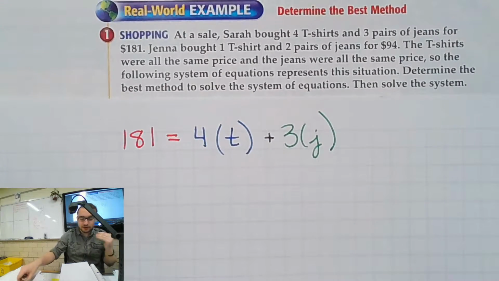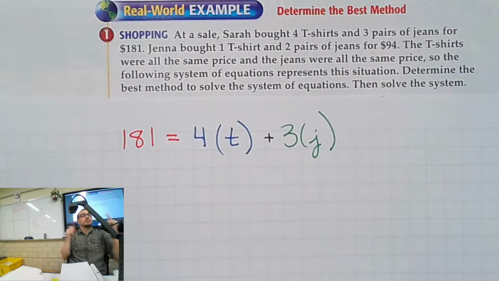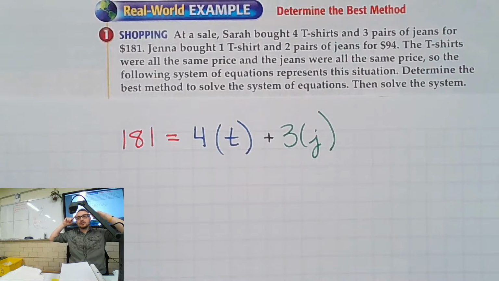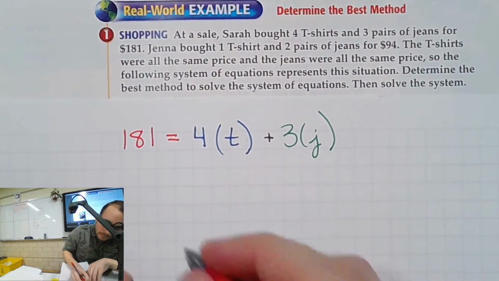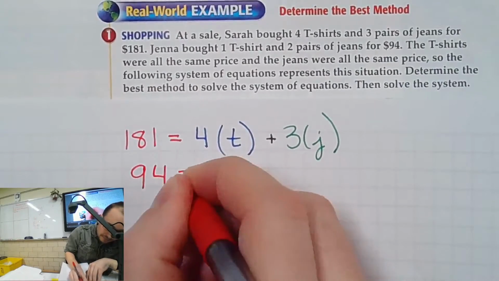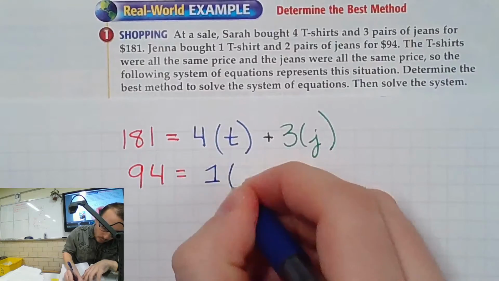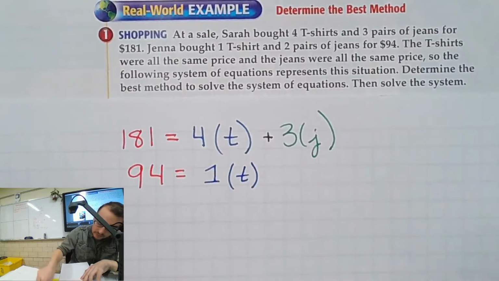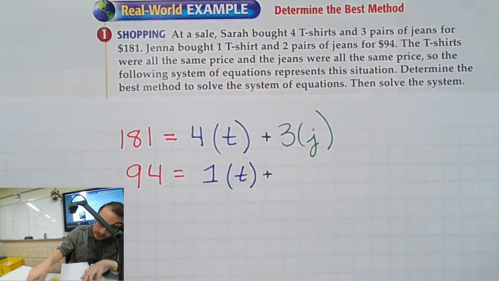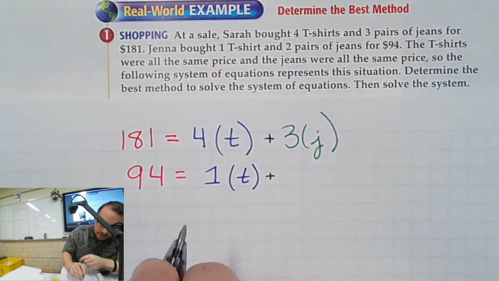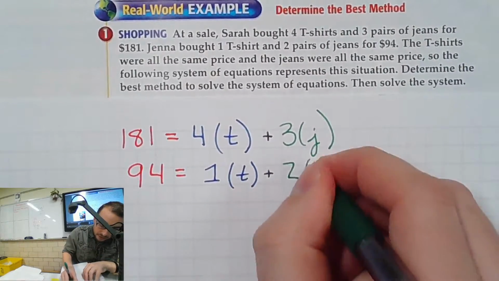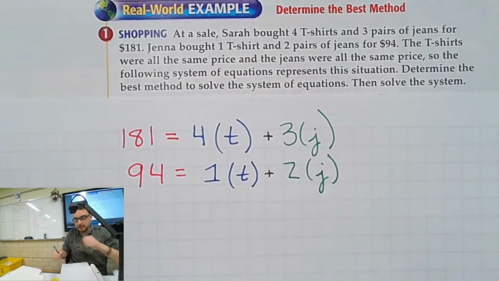Now, same thing for Jenna. So how would I set up Jenna's equation? Somebody read me the entire equation for Jenna. Think of it in your head and then tell me what it's going to be. Raise your hand so we can do this. Yeah, what's up? 94 is the total amount she spent. 1 times T, because she bought 1 t-shirt. And then 2 pairs of jeans. Now, I'm doing parentheses just for the heck of it. You don't obviously have to do that. You could just write J, or 2J. That gets the job done.